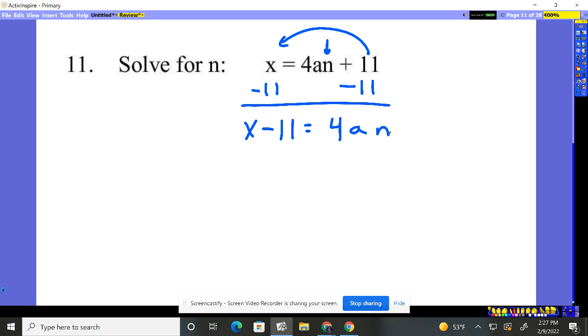Now, how do I get n by itself? Well, I'm going to divide by 4a. The 4 and the a's will go away and I'll have n by itself. But since I did it to the right-hand side of the equal sign, I have to divide the left side by 4a also. So I divided both sides by 4a. And so I get n equals x minus 11, that whole thing divided by 4a.